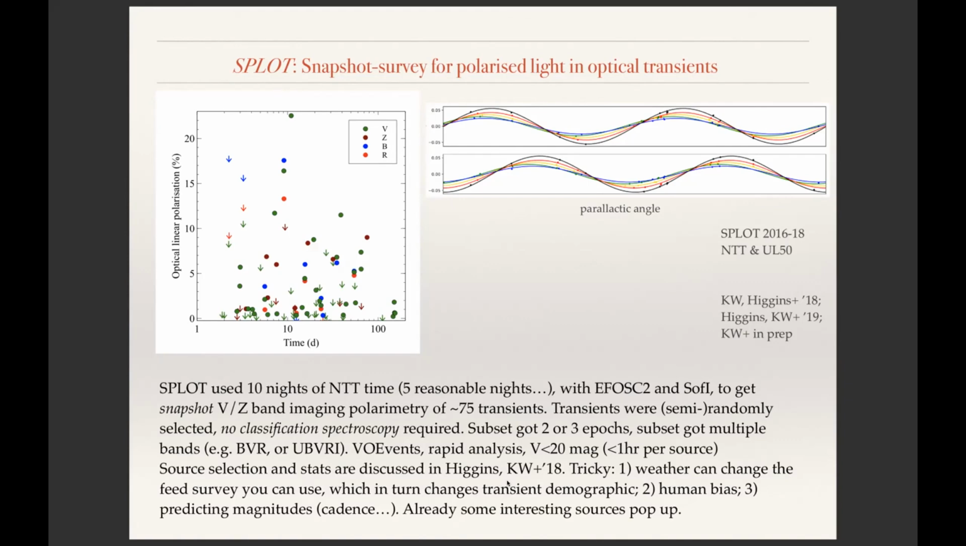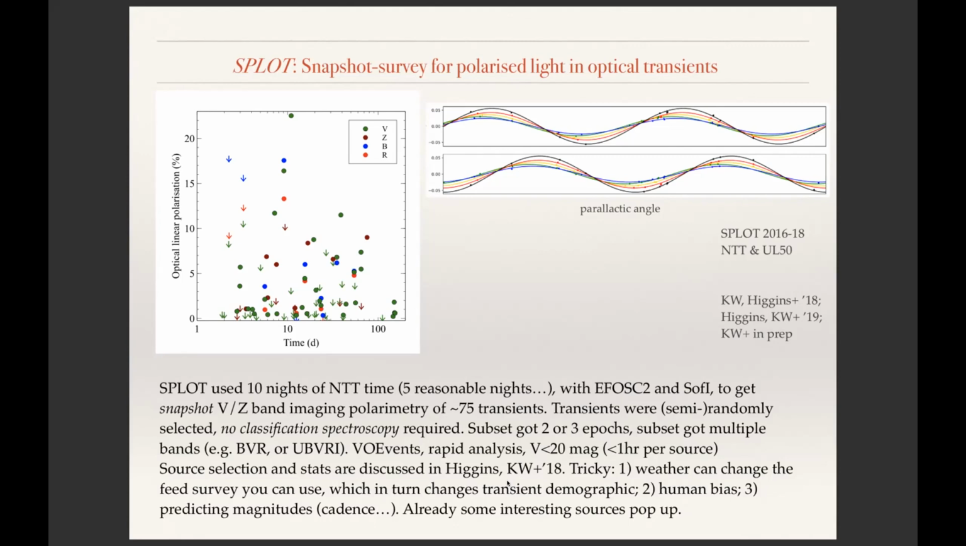We went down to about magnitude 20 or so, which takes about an hour on the NTT to get reasonable polarimetry. Now we discussed all our source selection statistics in the paper written by my student. Tricky things were clearly that the weather can really affect your statistics, because if the wind is from the north, for example, that was our problem, then you can only point towards the south, and then you're limited by very different feed surveys. You can't observe ZTF sources, for example, but you have to observe Gaia sources or ASAS-SN. Those have different cadences, different depths, and that affects your retrieval statistics. So that was very hard.